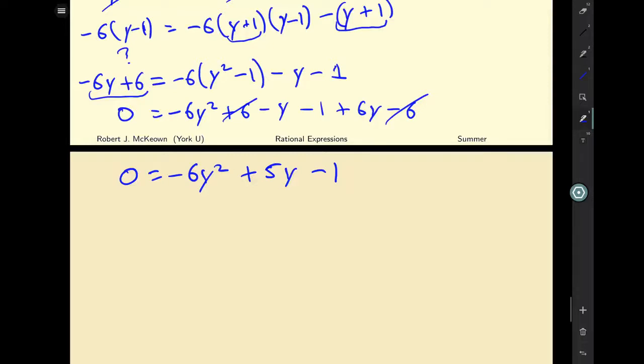So looking at this expression, I want to factor it. I always find it challenging to factor an expression if the coefficient in front of the square term is not 1. And in this case it's negative 6. So I can look at it, I can play around with it, I can do some trial and error to get the right answer, but you also might want to use the quadratic formula.